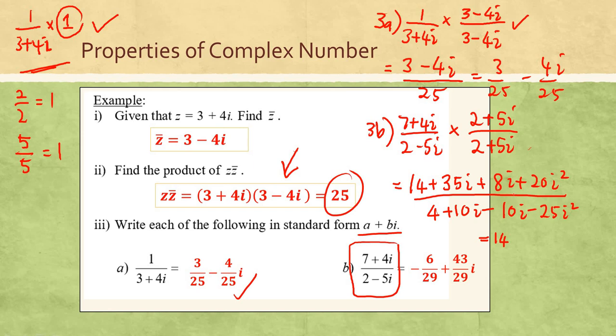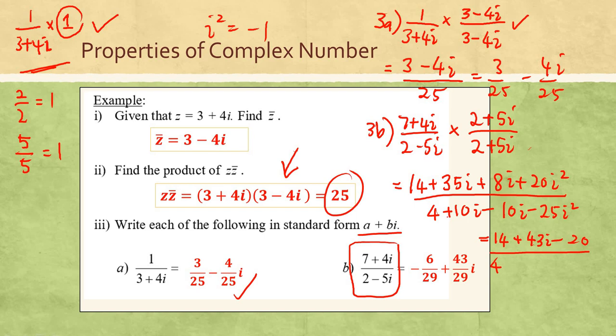Okay, we try 14. So 35i plus 8i, so 35 plus 8, you will have 43. Remember, the i is like x, 35x plus 8x, you have 43x. But here is i. Alright, so 20i squared. What is i squared? Negative 1. So negative 1 times 20, negative 20.